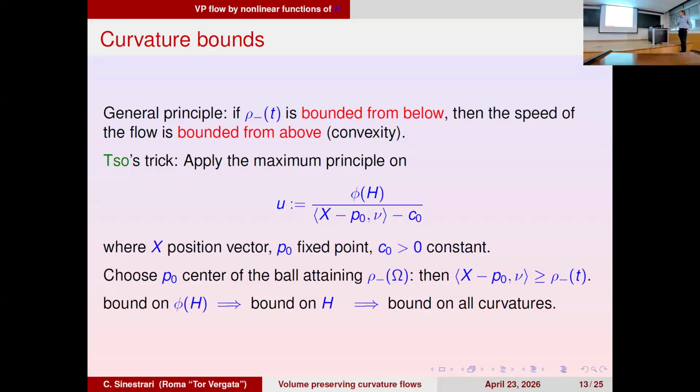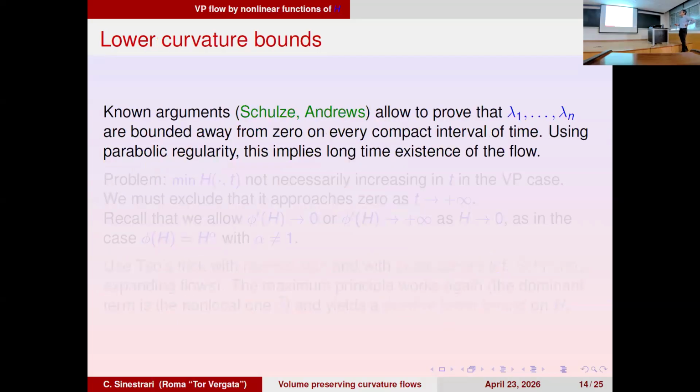There is a technical point which I'm not describing in the slide, that is the fact that P0, the center of the ball realizing rho minus, in general may move with time. And this in principle may create problems, but there is a standard way from the previous literature that can be used to circumvent this problem, so I'm not mentioning it. So the curvature bound is basically the most important step to prove convergence.